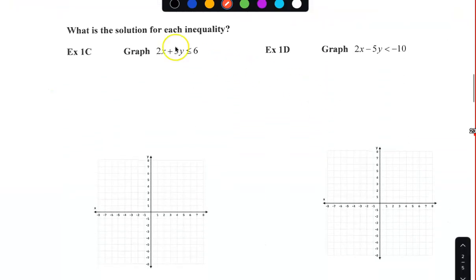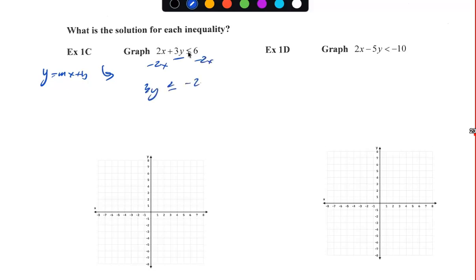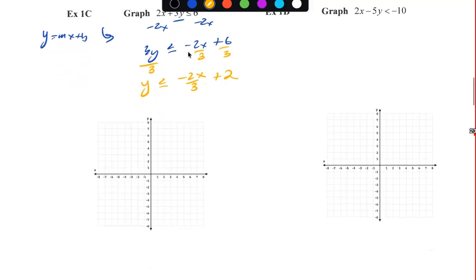Now, sometimes we don't give it to you in slope intercept form. You've got to put it in slope intercept form. So if I'm going to graph this one, you could do x, y intercepts if you want, but the general easiest way is just put this into slope intercept form, y equals mx plus b. So let's get the y by itself. Minus 2x from both sides. So I have 3y is less than or equal to -2x plus 6. Then we're going to divide everything by 3. So y is less than or equal to -2x over 3 plus 2. Like that. Now we can graph it.